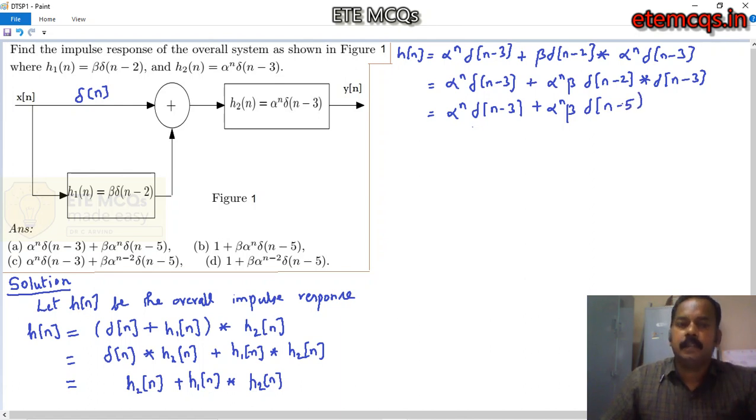Okay, the same answer can also be obtained using Z transform. So you should be getting alpha power n into del of n minus 3 plus alpha power n beta into del of n minus 5. So the final solution should be A. A should be the final solution.